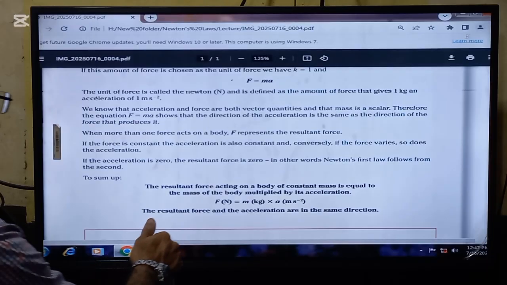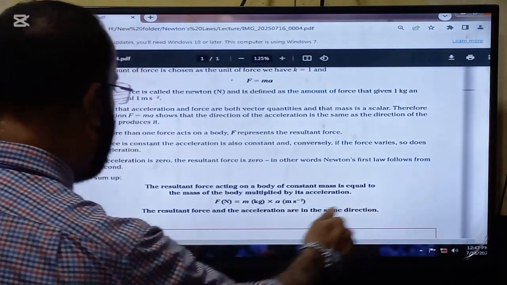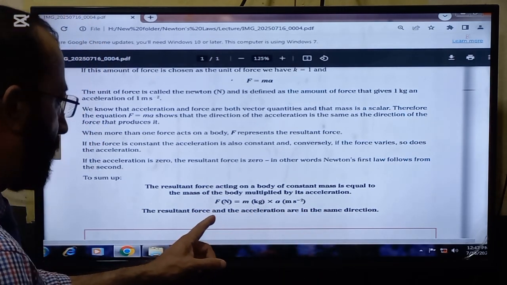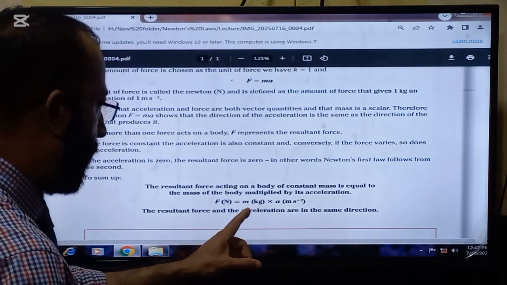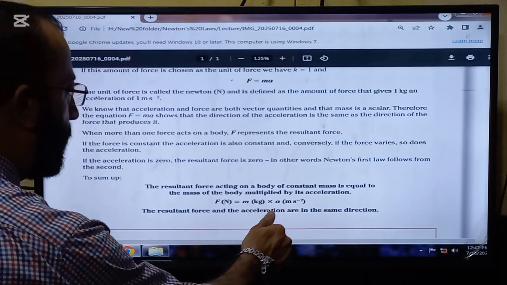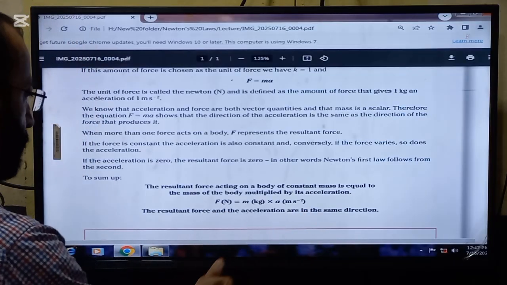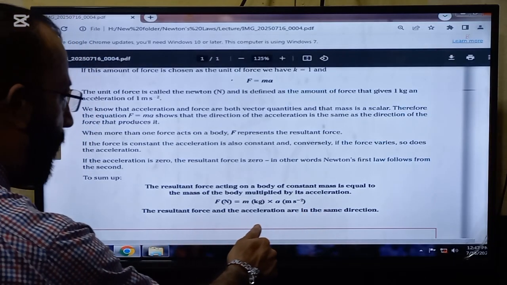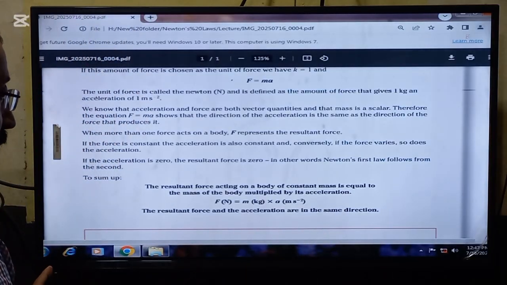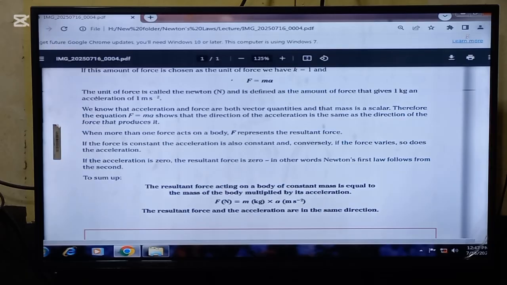To sum up, the resultant force acting on a body of constant mass is equal to the mass of the body multiplied by its acceleration. So F is equal to ma. Mass will be in kg when we solve the questions, acceleration will be in meter per second square, and force will be taken in newtons. The resultant force and the acceleration are in the same direction. So this is a very important point. Force and acceleration will be in the same direction.